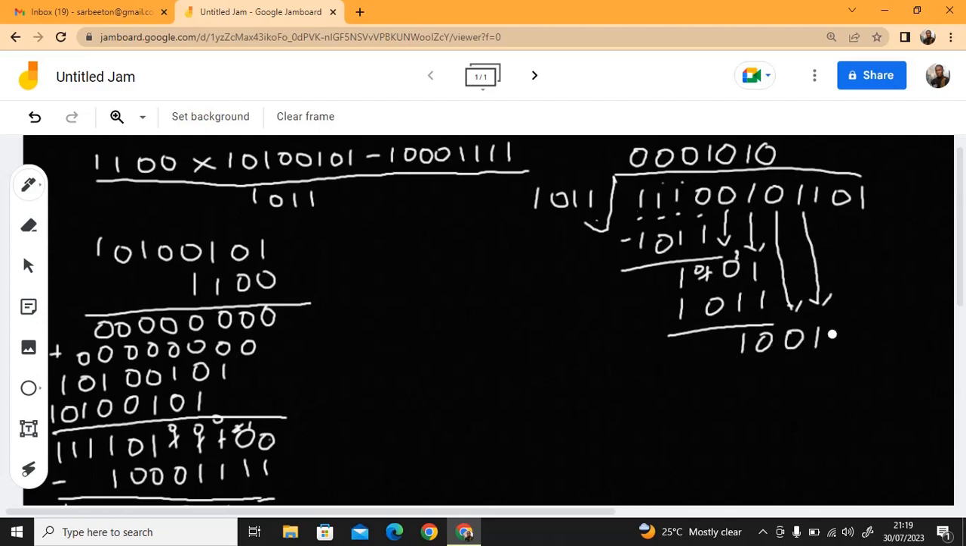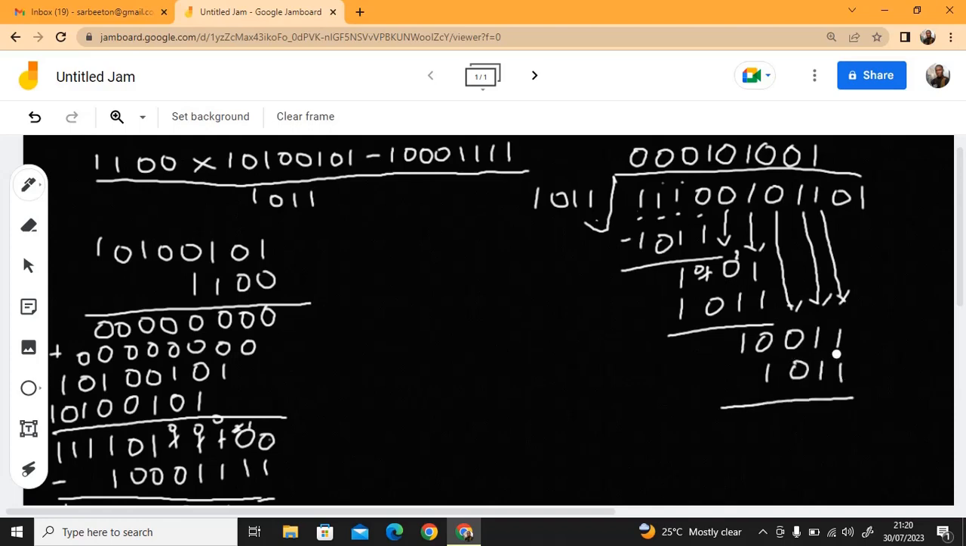So this 1001, this 1011 is bigger than 1001, right? So I'm still going to write 0. Then I will now bring this one. I'll bring it down now. This number here is smaller than what is there now, so I'm going to write 1. So I'll now use this 1 to multiply what is there. So I have 1011, right?